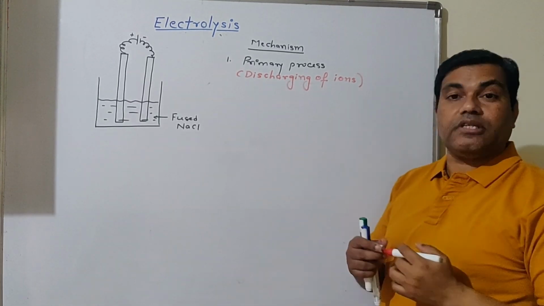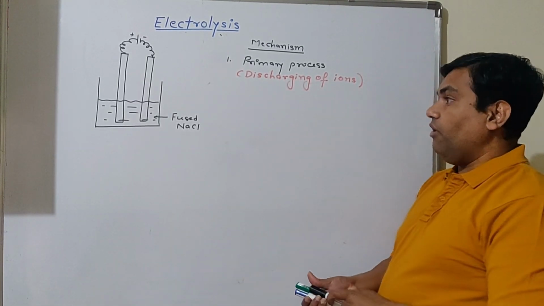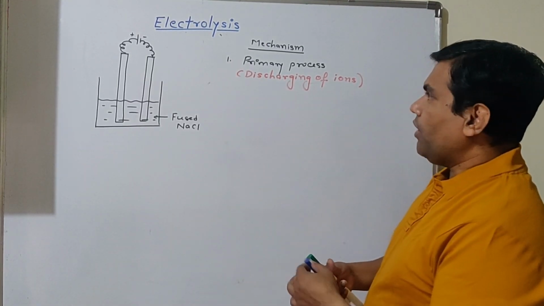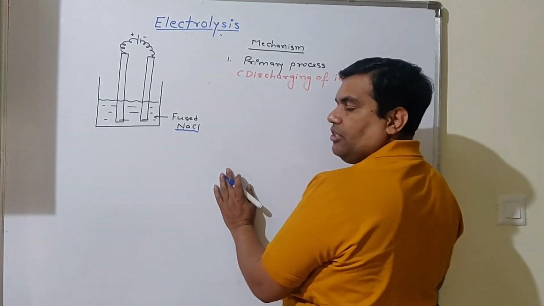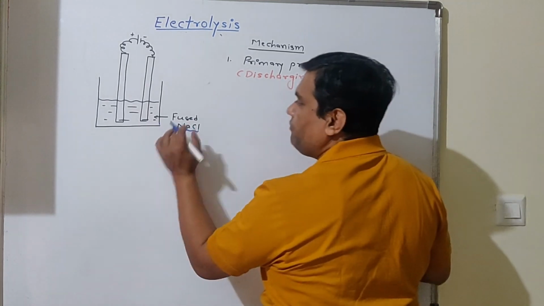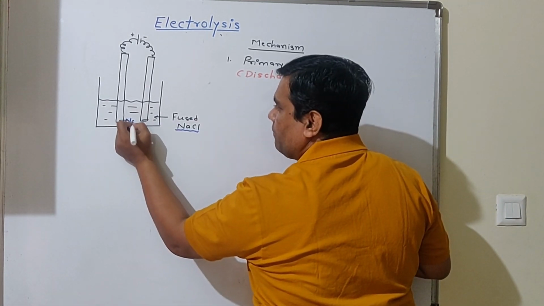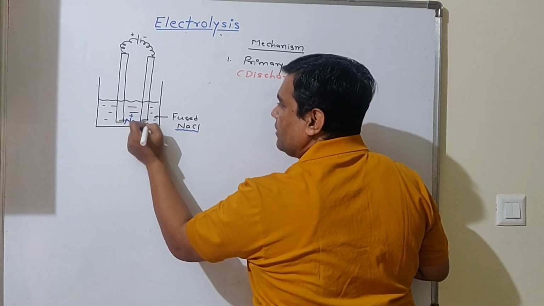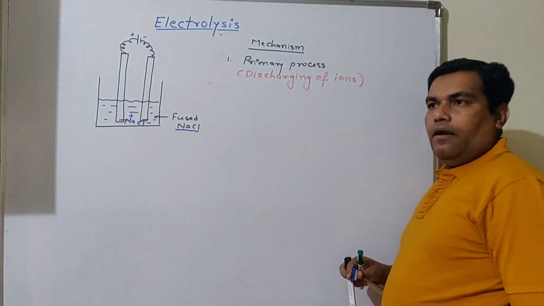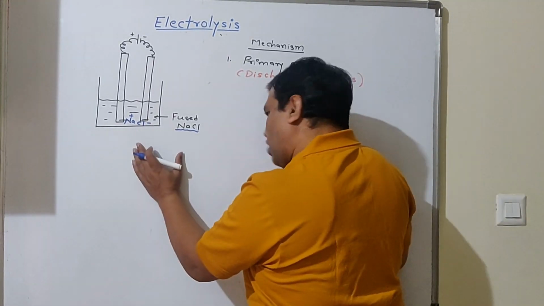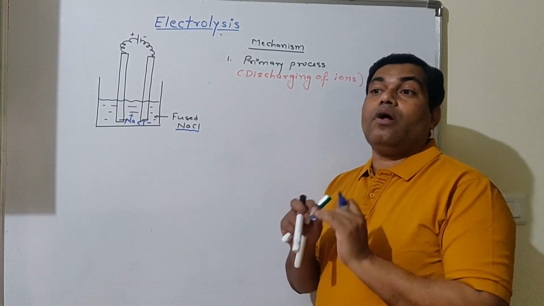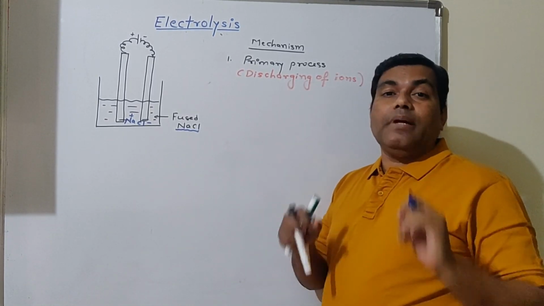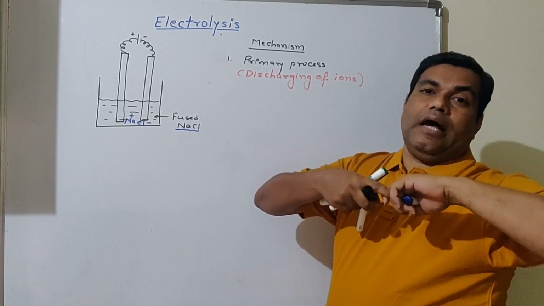The primary process is discharging of ions. Now look here, whatever the ions, NaCl, because ionization is a spontaneous process, we have taken fused NaCl, so this will possess Na+ and Cl- ions. Now, solid NaCl, though it possesses Na+ and Cl- ions, could not conduct electricity. Why? Because they have been strongly bonded by the ionic bond.